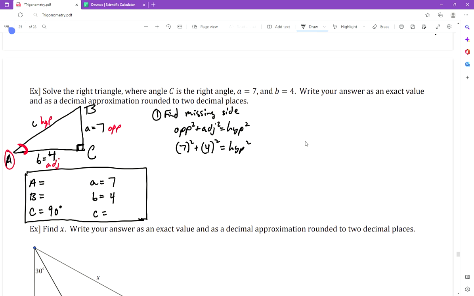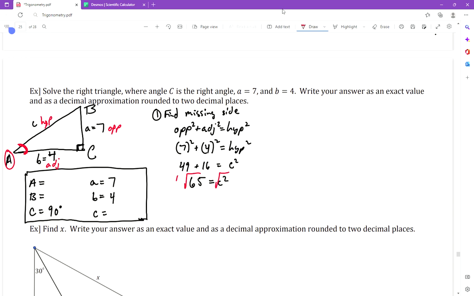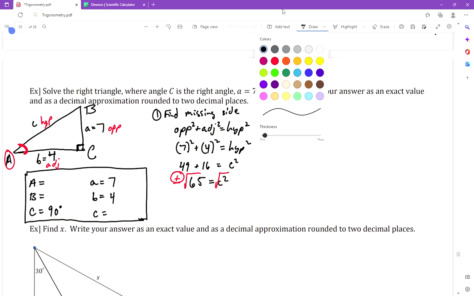Now we'll do our squaring. 7 squared is 49. 4 squared is 16. Let's change that to be c squared now. 49 plus 16 is 65. Then we'll square root both sides. For good habit, we should put plus or minus. However, in this case, it should be positive because we have a right triangle, and triangle sides should be positive.